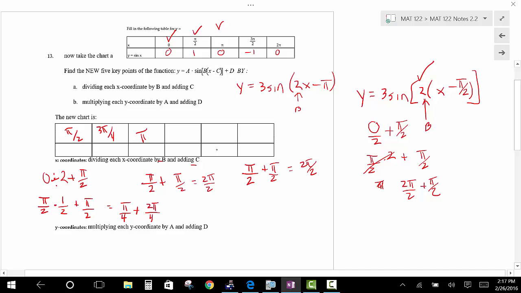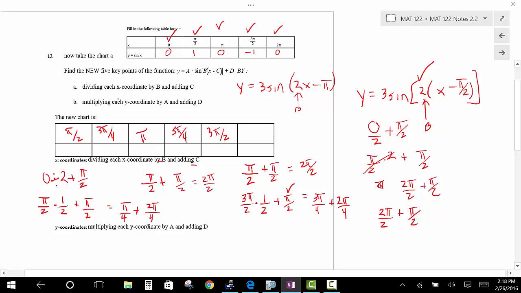Now to me it's just as easy to count by the increment, but you can keep doing this. If you like doing it this way, do it this way. So we're going to do 3 pi over 2 divided by b. If we divide by 2, that's the same as multiplying by half. Now add the phase shift. So that's going to be 3 pi over 4. I'm going to get a common denominator, changing that to 2 pi over 4, so that's going to give 5 pi over 4. Then the last one, you would do 2 pi divided by b plus the phase shift. So that's going to give 3 pi over 2.